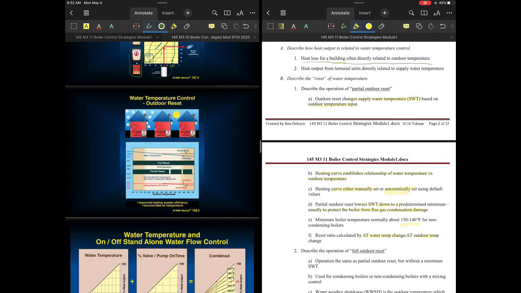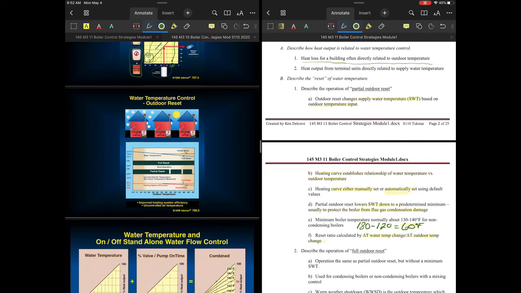And then obviously the minimum temp I describe is normally in that 130-ish to 140-ish for most non-condensing. And then your reset ratio, that's essentially calculated by the delta T of the water temp change divided by the delta T of the outdoor temp change. So I'll give you an example of that.